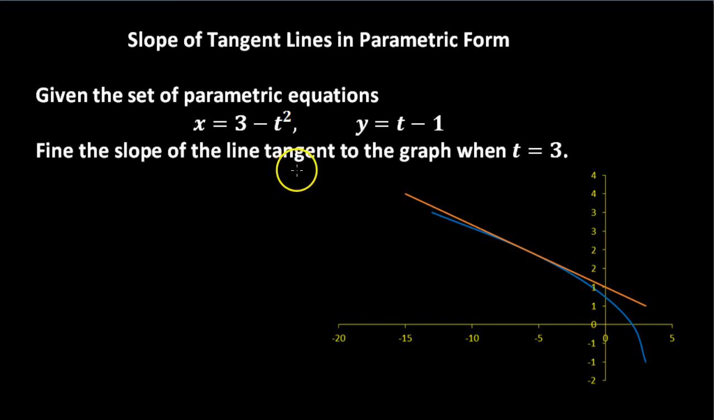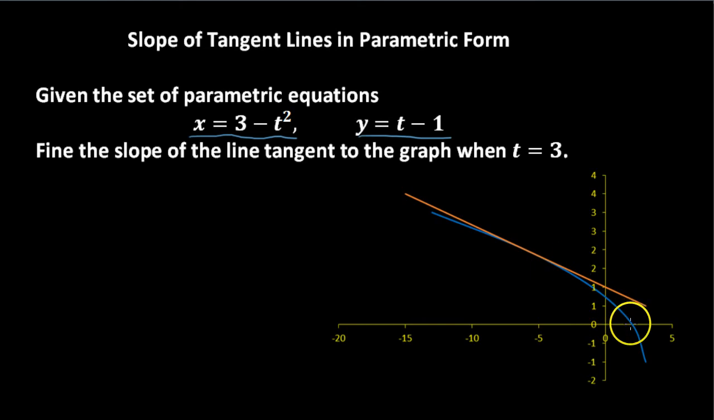In this video, we'll walk through an example of finding the slope of a tangent line in parametric form. We have this set of parametric equations, x equals 3 minus t squared and y equals t minus 1. The graph of that set of parametric equations is shown here, the plane curve in blue.